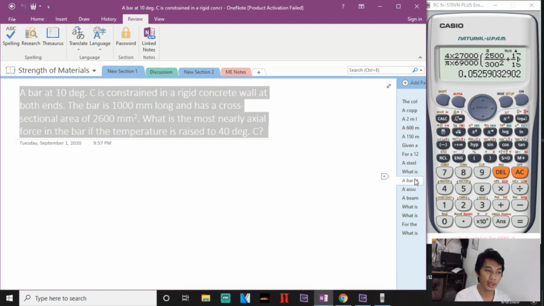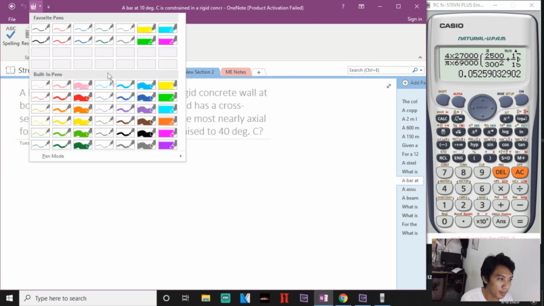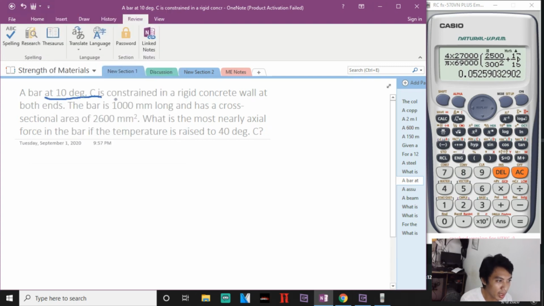Now, let's go with another problem. Okay, papasok na dito si Alat. A bar at 10 degrees Celsius is constrained. Ibig sabihin, meron kang initial temperature, TI. Is constrained in a rigid concrete wall. Constrained, ibig sabihin, nandito sa gitna ng dalawang walls, at both ends. The bar is 1,000 millimeter long and has a cross-sectional area of 26,000 millimeter squared. Now, what is most nearly its actual force in the bar if the temperature is raised to 40 degrees Celsius.